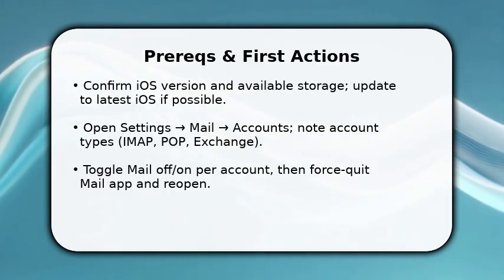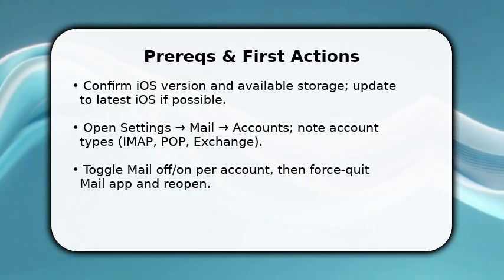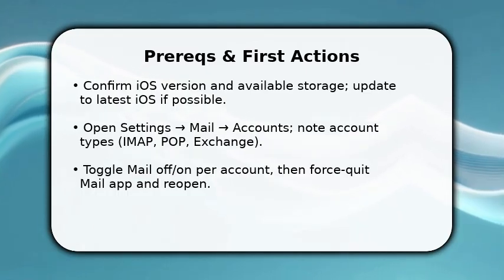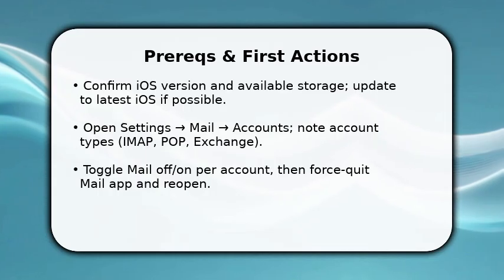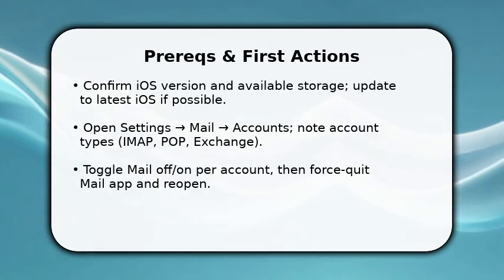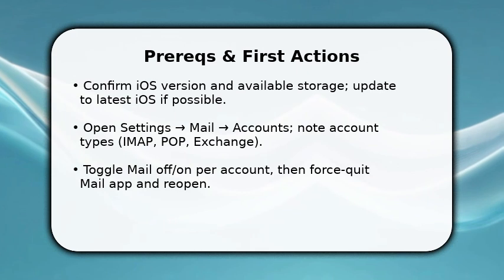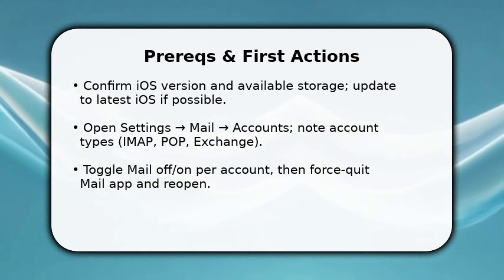Next, open Settings > Mail > Accounts and identify each email type, IMAP, POP, or Exchange, because they sync differently. Once done, toggle mail off and back on for the affected account. Then force quit the Mail app and relaunch it to trigger an immediate sync and test for updates.